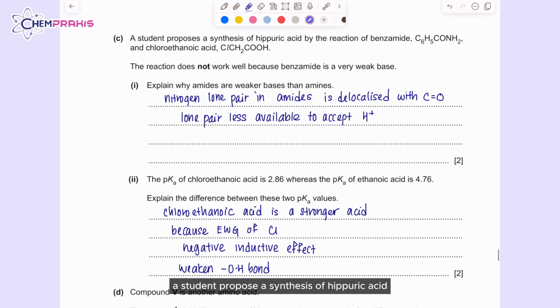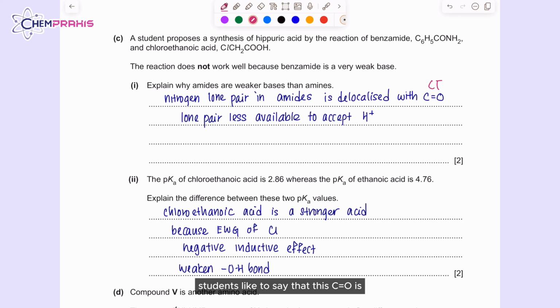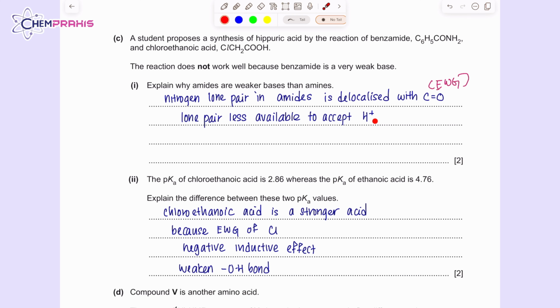A student proposed a synthesis of hippuric acid by the reaction of benzamide and chloroethanoic acid. The reaction does not work well because benzamide is a very weak base. Explain why amides are weaker bases than amines. Usually for amides, the nitrogen lone pair is delocalized with C double bond O, or preferably, students like to say that this C double bond O is EWG. So they will make the lone pair of electrons of the nitrogen less available to accept H plus ion.